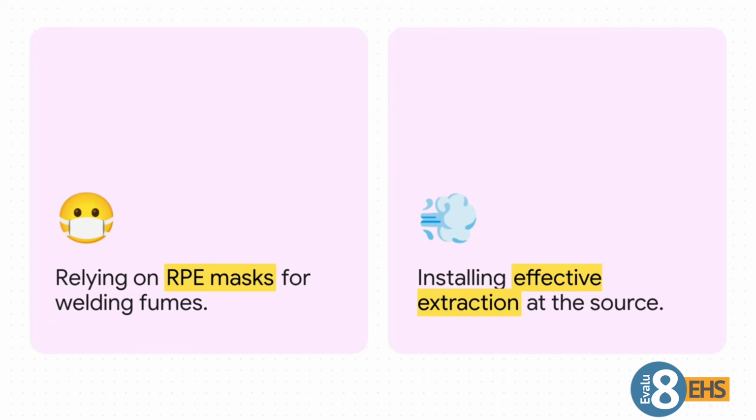This is what we call the better question concept. A weak control relies on RPE masks for welding fumes, right? But a strong, efficient control installs effective extraction right at the source. Your software shouldn't just efficiently ask, what gloves should they wear? Instead, it should force the question, can physical access to this hazard be prevented entirely? We want genuine engineering controls, not just administrative band-aids.